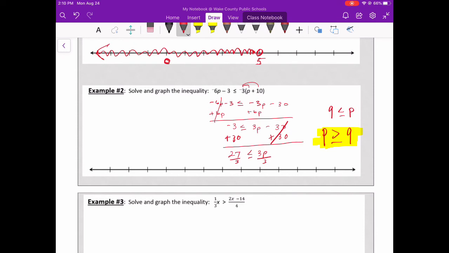So that means P is greater than or equal to 9. So I'm going to put my 0 as a landmark. And then I'm going to count 9. 1, 2, 3, 4, 5, 6, 7, 8, and 9 will be all the way down there.